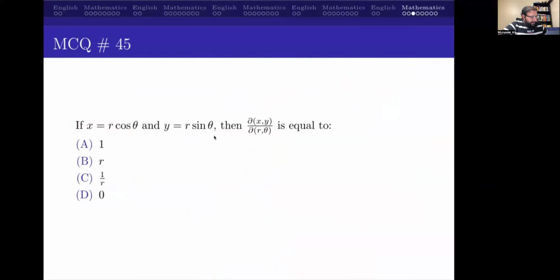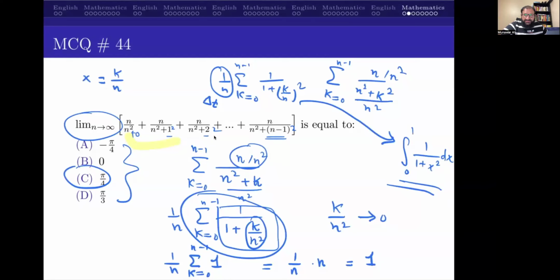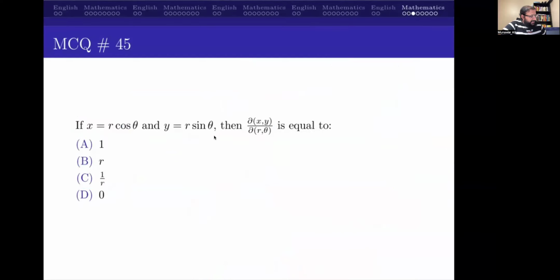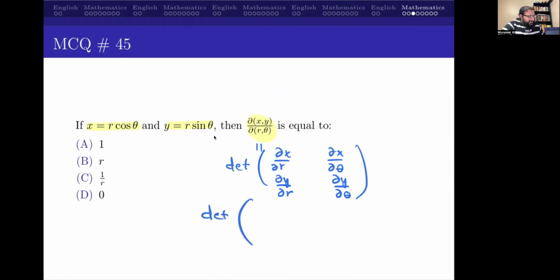Okay, so I think you got the idea of this problem. The next one is like we are given that x is equal to r cosine theta, y is equal to r sine theta, then evaluate this particular quantity. And what is this? This is what we call Jacobian, and it is equal to the determinant of the matrix partial x by partial r, partial x by partial theta, partial y by partial r, partial y by partial theta. So you just evaluate these quantities and put here, evaluate the determinant, and you're done.